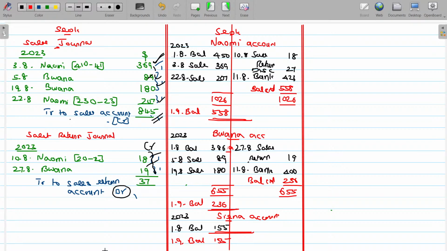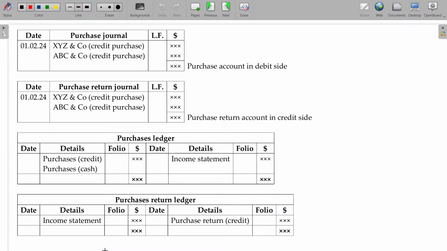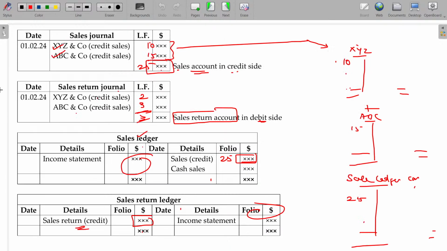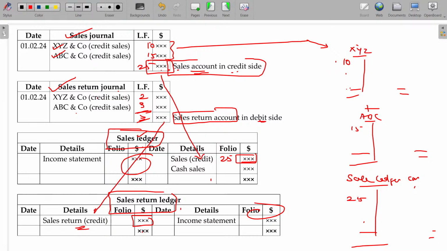Now, what's the one more question they have asked? You have to prepare sales ledger control account. So what are the ledgers we prepared in this illustration? We completed sales journal, sales return journal, sales ledger not asked, sales return ledger not asked, but they asked where this amount is transferable. This amount is transferable to credit side, this amount is transferable to the debit side. Clear? That's how we posted.